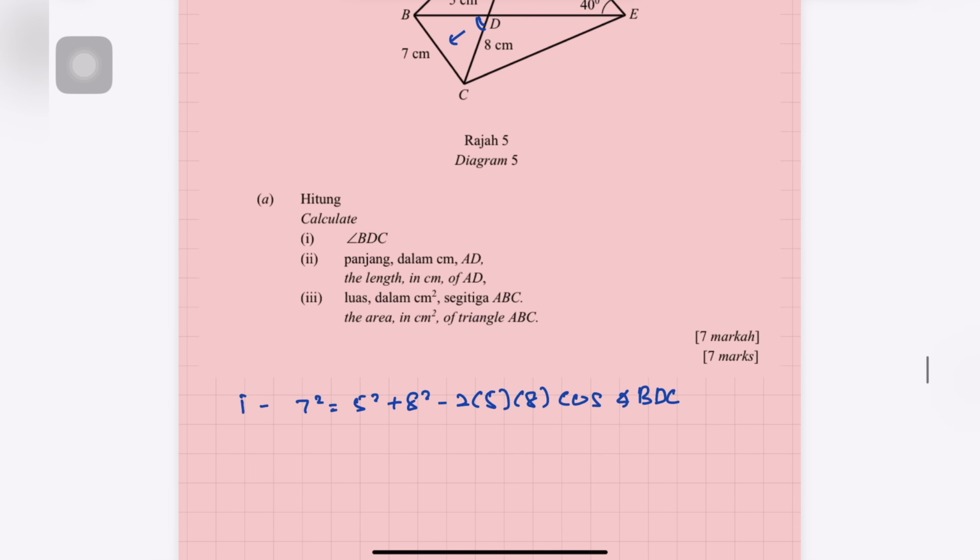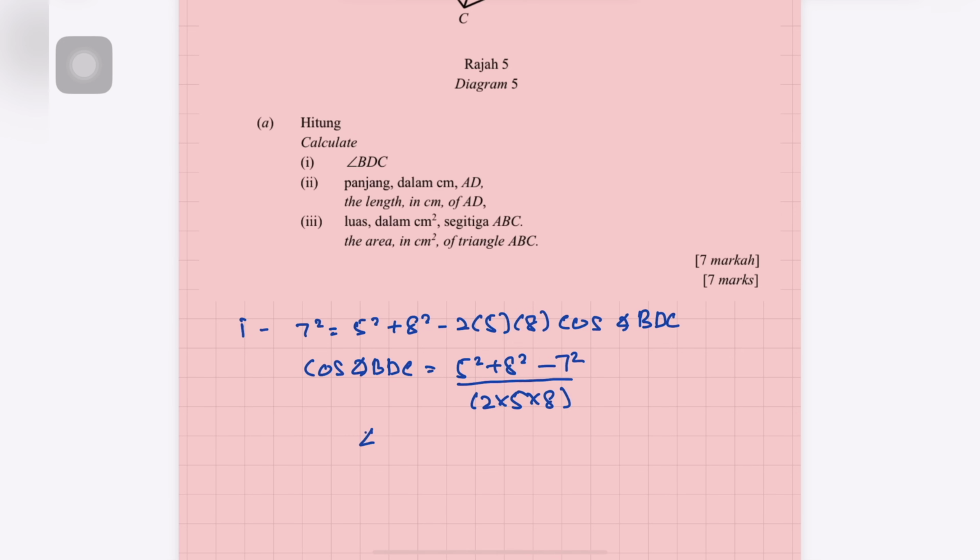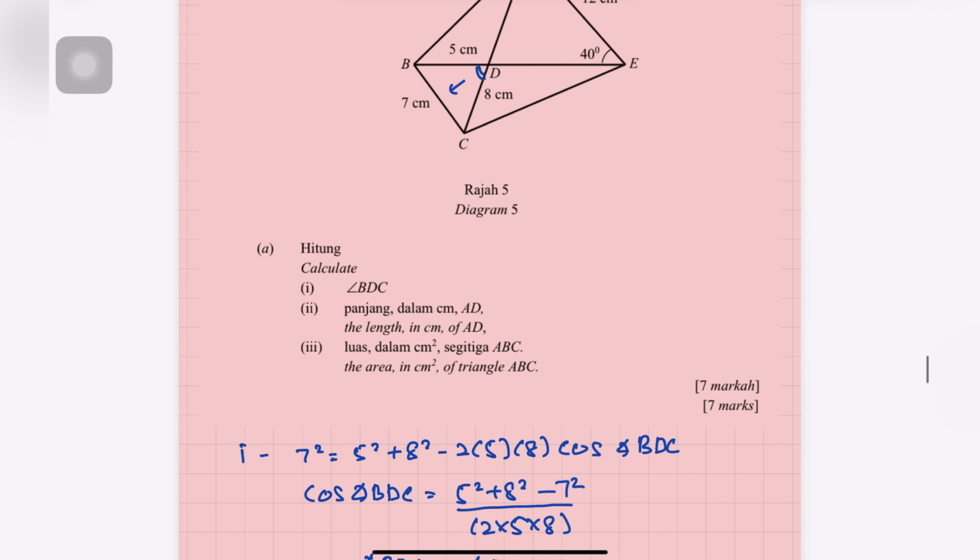Okay, so then cos angle BDC equals 5 squared plus 8 squared minus 7 squared over 2 times 5 times 8. Okay, so then kalau kita nak cari angle BDC, we shift cos, okay? So which is equal to 60 degrees. Okay, so this one 60 degrees, meaning that this one is 60 degrees as well. Okay, so this one 60, 60.